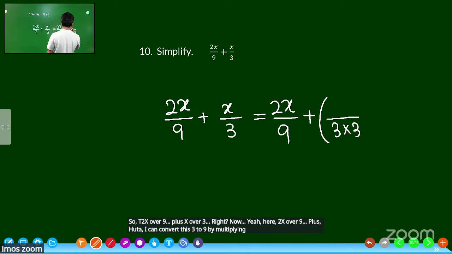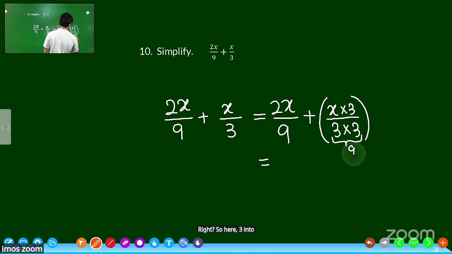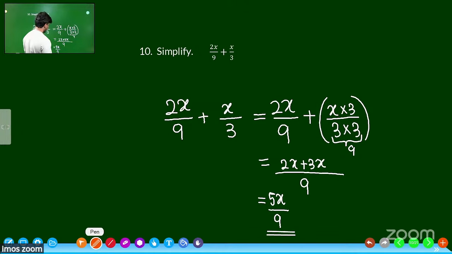Then you need to multiply the numerator x by 3 as well, right? So 3 into 3 is 9. All right. So 2x plus 3x. The answer is 5x over 9.